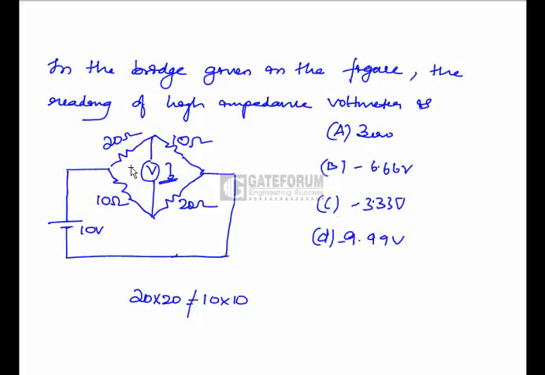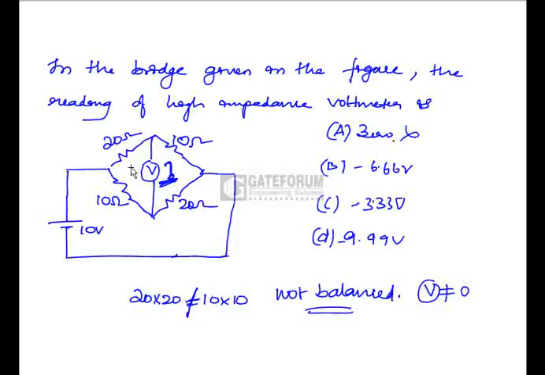In this question, we have to find the voltage across this high impedance voltmeter. If you look at it, this bridge is nothing but a Wheatstone bridge. And the product of opposite impedances is not equal, so the bridge is not balanced. If the bridge is not balanced, definitely the voltmeter reading is not equal to 0. Option A is wrong.